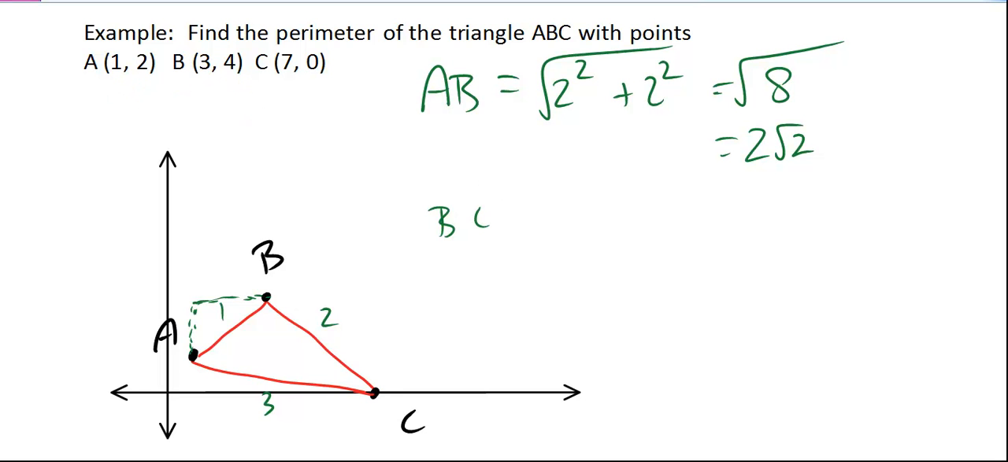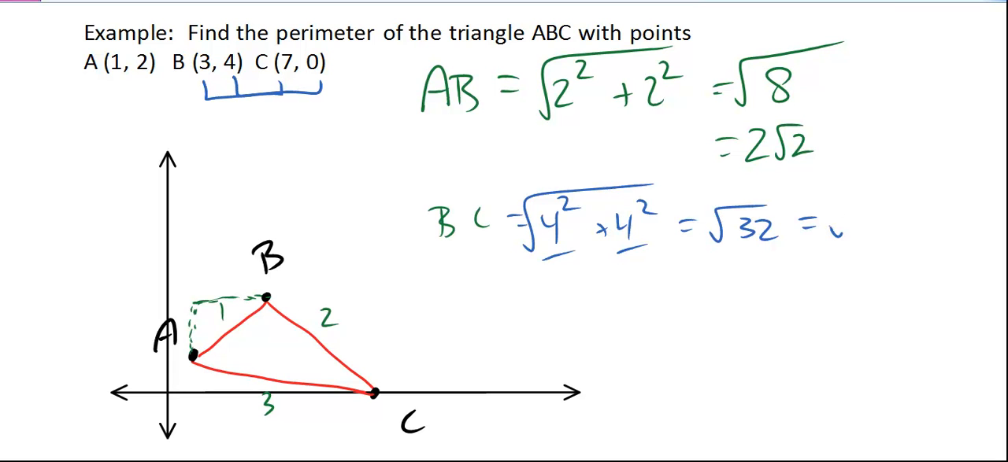With BC, now the difference between the x's, between 3 and 7, is 4. The difference between 4 and 0 is 4. And if I take the square root of that, I get the square root of 16 plus another 16, which is the square root of 32, which simplifies to be 16 times 2. So I get 4 times the square root of 2 as my next length. And now let's take a look at AC.